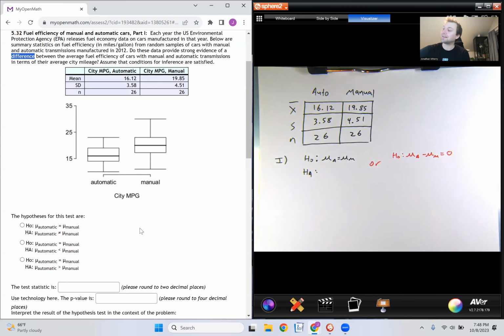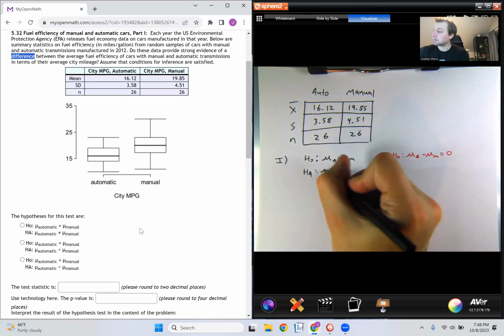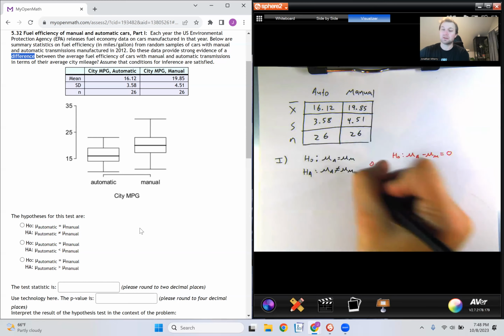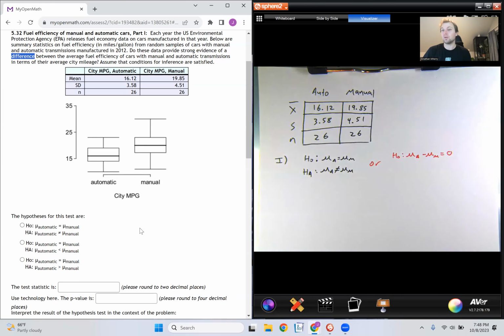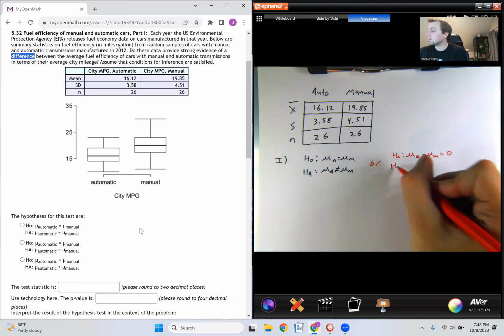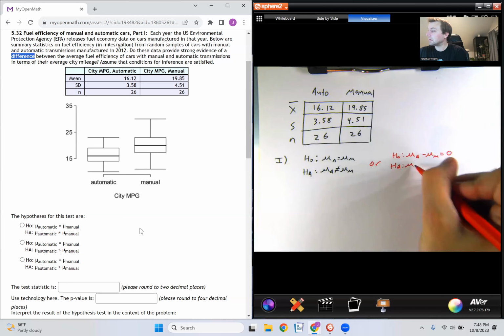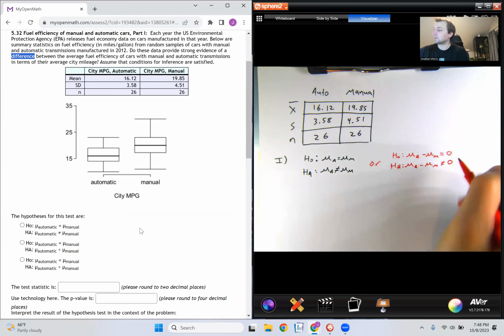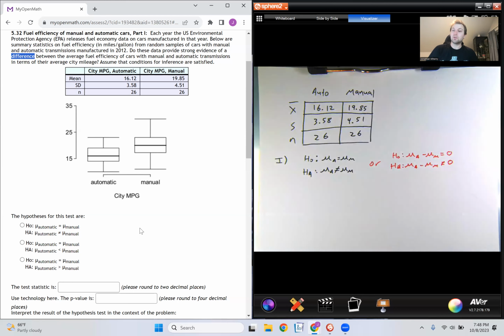For the alternative hypothesis, I'm testing for a difference. So I'm going to have a does not equal symbol because I'm testing if it's not equal, if it's different. An alternative hypothesis, if I'm writing it as the subtraction, is going to be not equal to 0. When it's not equal to 0, that's going to be a two-tailed test. I'm testing for both more and less at the same time here.